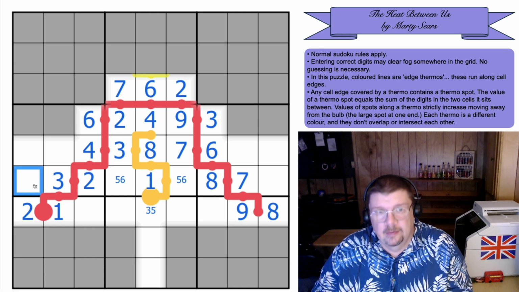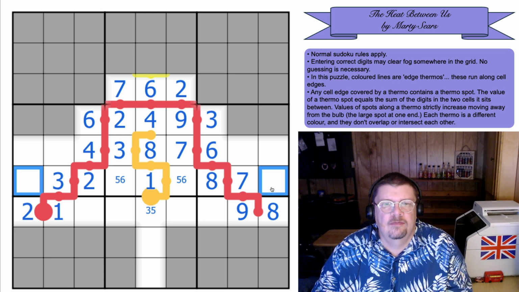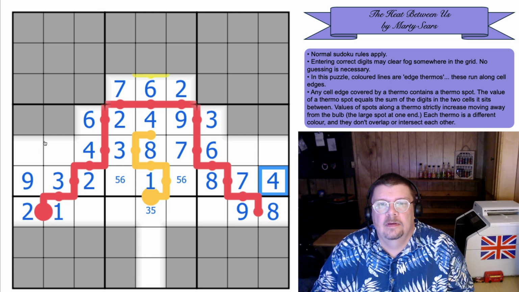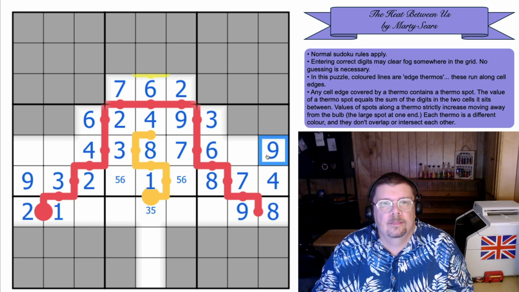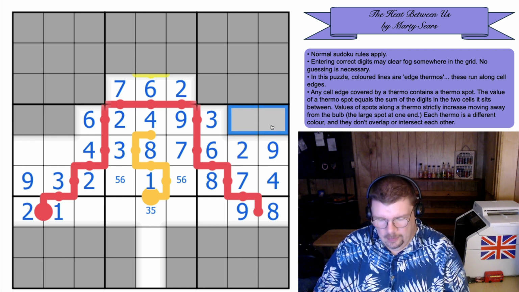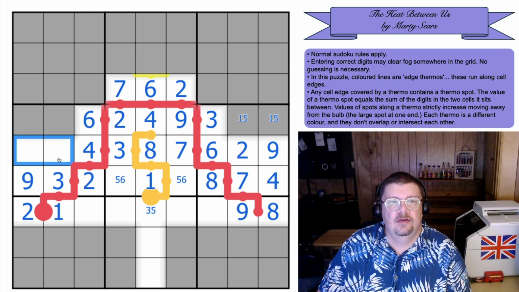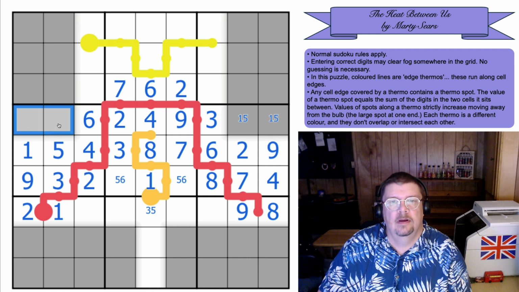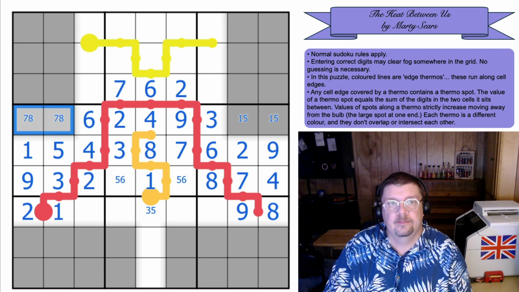All right, what have we got going over here? That's 9 and 4, I think. Yes, and this 4 makes that the 9 and that the 4. 9 in this box must go here. 2 now must go there. That's a 1, 5 pair. That makes this a 1, 5 pair, but I can place them. And then these two are 7 and 8.